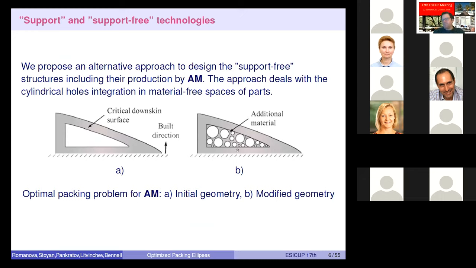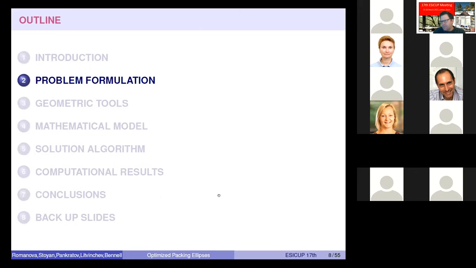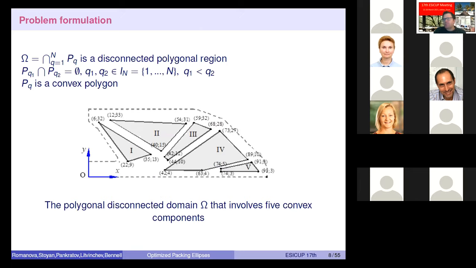The approach deals with cylindrical holes integration in the material-free spaces of the parts. We discuss here a new problem of optimal packing of ellipses that takes into account special technical requirements for 3D printing, using minimal wall thickness, and minimum and maximum radius of cavity on the internal surfaces. And now let us come to the problem formulation. So we have the disconnected region with polygonal convex components denoted by PQ, and the disconnected region denoted by omega.